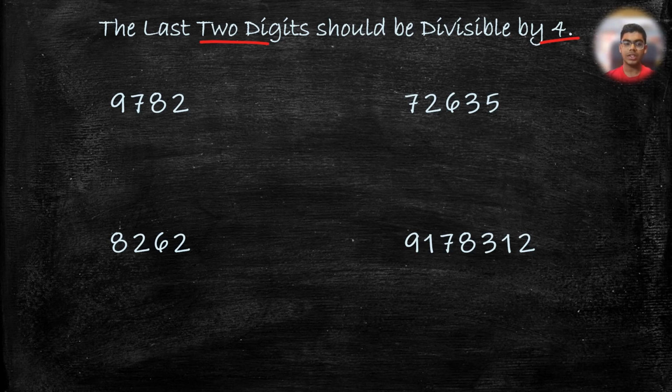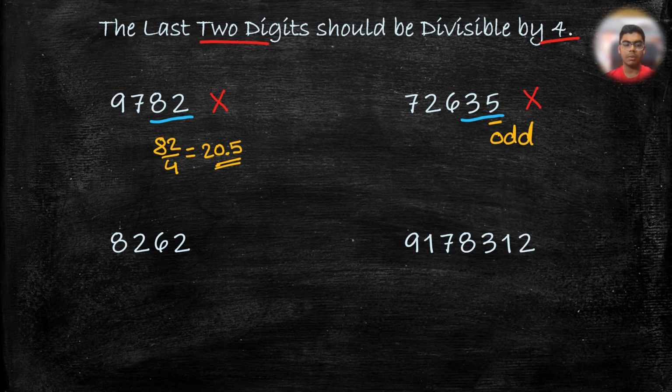Its last two digits are 8 and 2. 82 divided by 4 gives us 20.5. This is not an integer, so 9782 is not divisible by 4. For our next example, 3 and 5 are the last two digits. However, the units digit 5 is not even, it's odd. That means this number is not divisible by 2, so it cannot be divisible by 4.